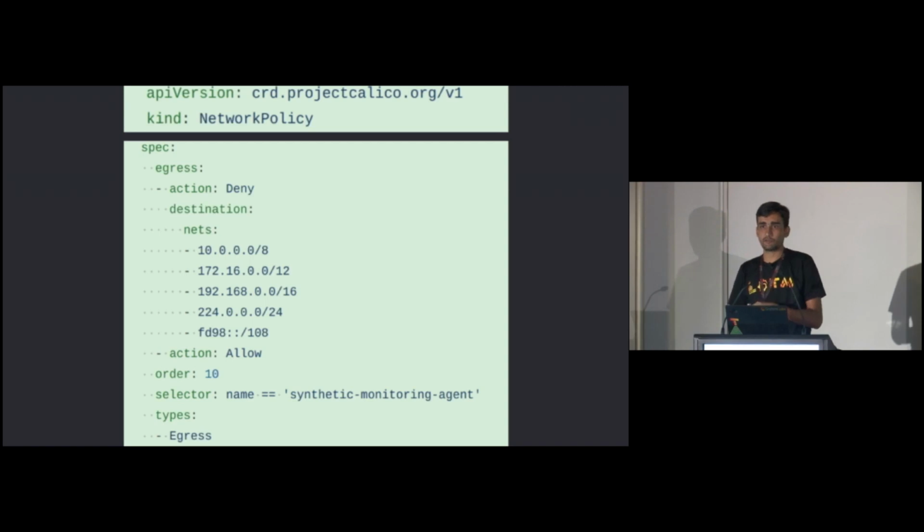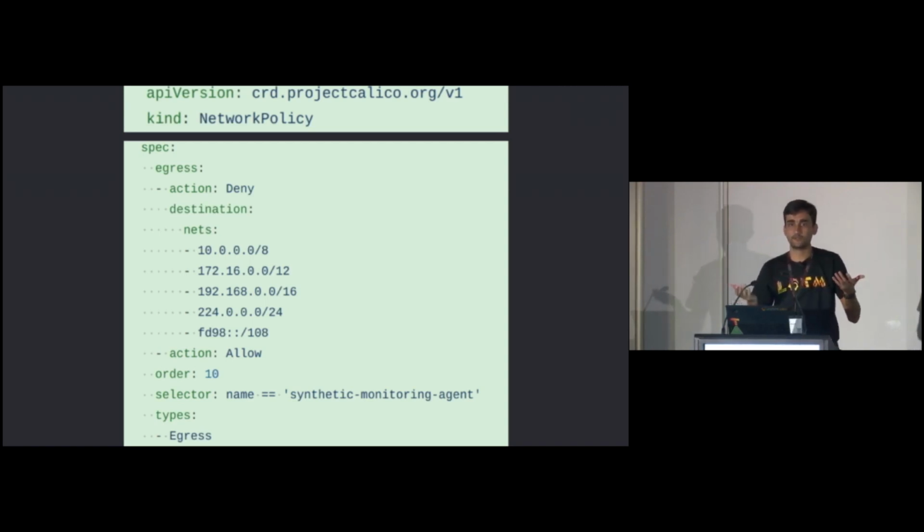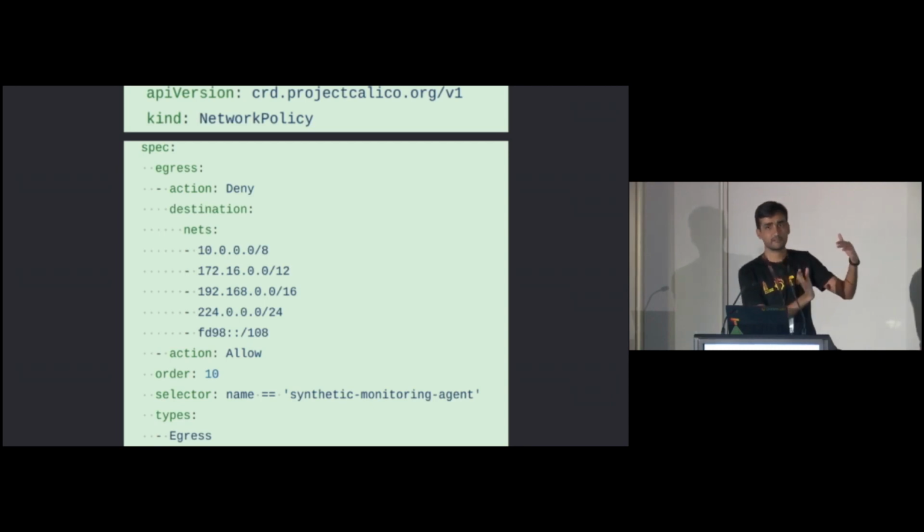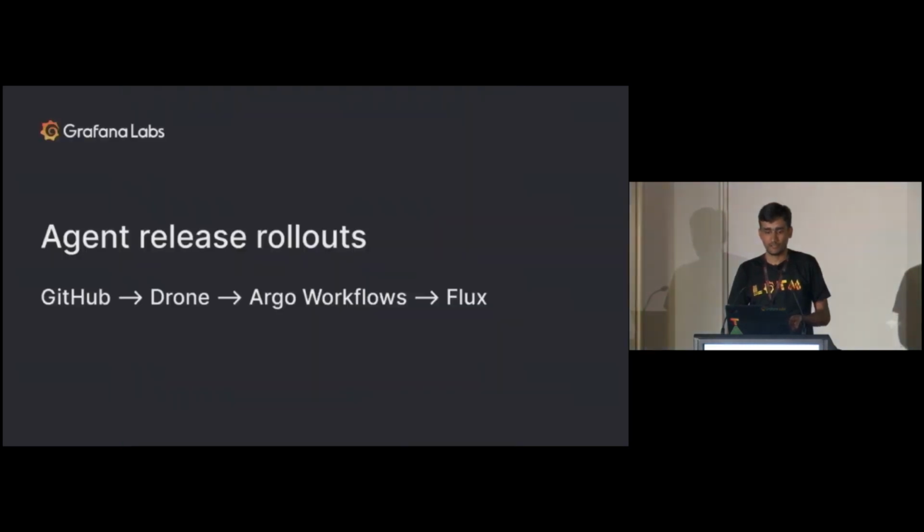So Kubernetes network policy has an allow action. So you can only allow things. In our case, we wanted to do the opposite of that. We wanted to deny a certain group of CIDR and then allow everything else. So Calico made it super easy, and that's why we went with Calico as our CNI and used it.